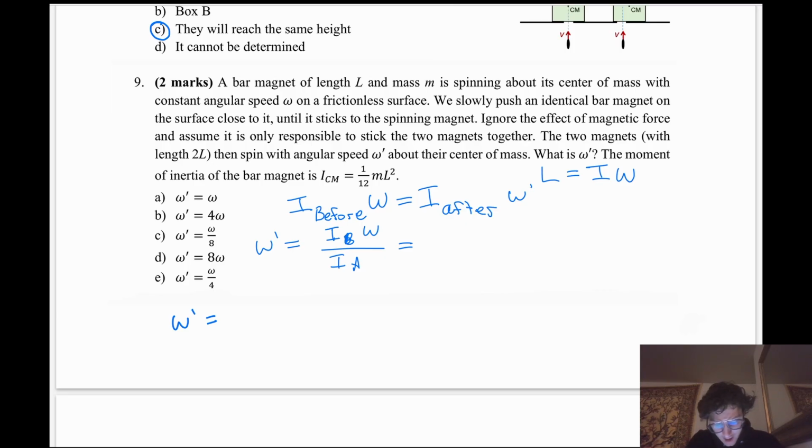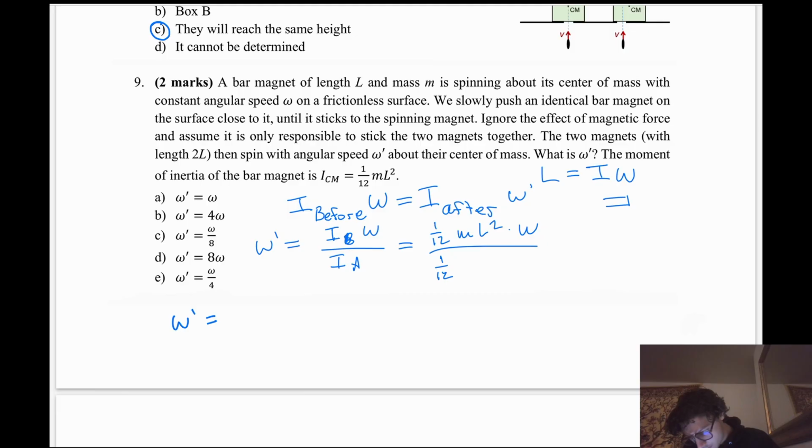Okay, let's look at this. I before is 1/12 mL squared times omega, right? And L, by the way, here is the length of the thing, not angular momentum. And now the new moment of inertia changes. So it's still going to be 1/12 because it is a bar magnet.